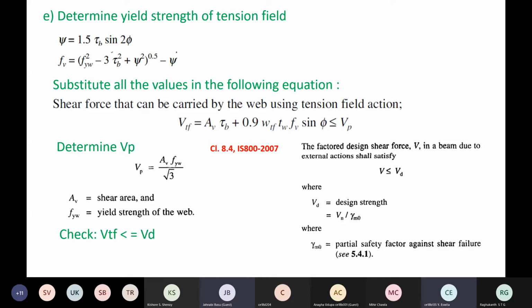Ma'am, what was the value of WTF? It is 120 point something. Someone calculated, I got around 119. 128. 119 is also fine. Yes, ma'am.